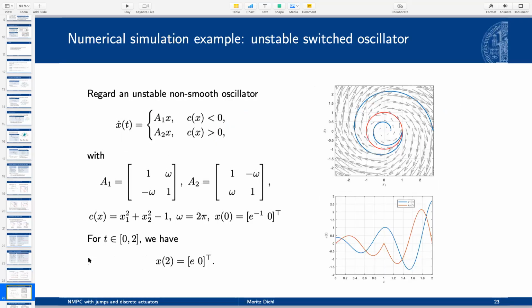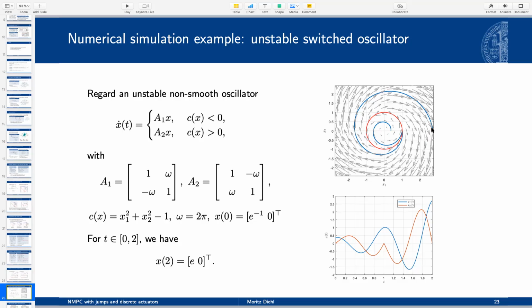Here's a simulation example, a really nasty system that at some point I gave to Armin and said, try to simulate this system. I think you could try to simulate that with smoothing methods. It's a really nasty system. It's an oscillator that's unstable, so you have a system dynamics that's spiraling out of 0. Slightly unstable oscillator, but it also has a switch. And the switch happens on this red manifold here, the circle. And there it just switches the orientation of your oscillator. So if you start here in the middle, that's your trajectory in blue, and then here the switch, and now you oscillate in the other direction.